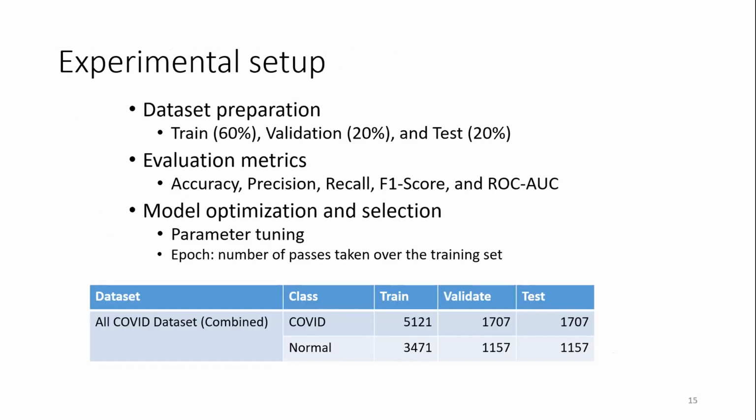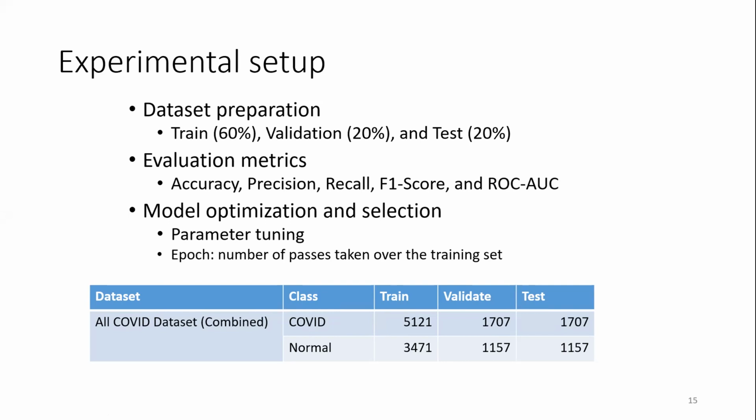Then in my experimental setup, I prepared about 14,000 images, which will be split by percentage: 60% for the training set, 20% for validation, and 20% for testing. For the evaluation metrics, I calculate accuracy, precision, recall, F1 score, and ROC AUC. Then for model optimization and selection, I tune the parameters and the epoch number, the number of passes taken over the training set.